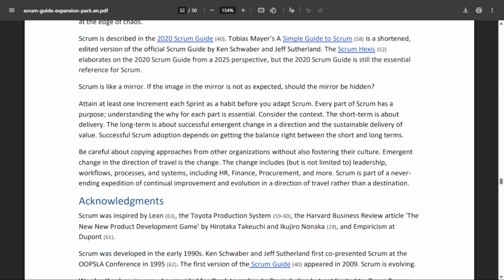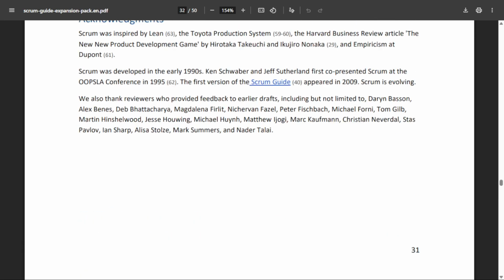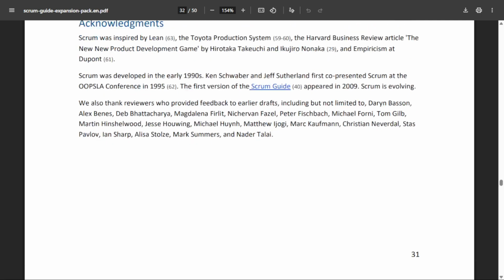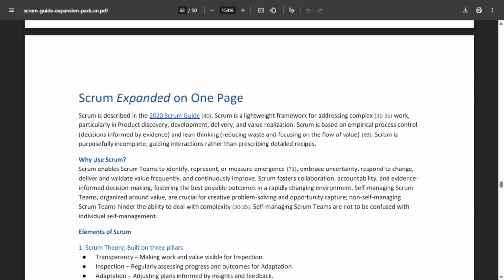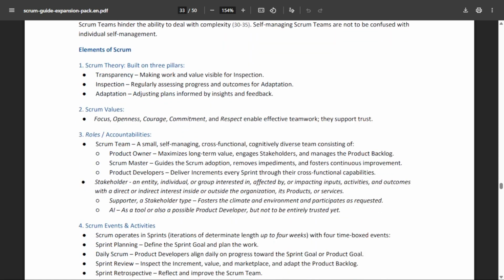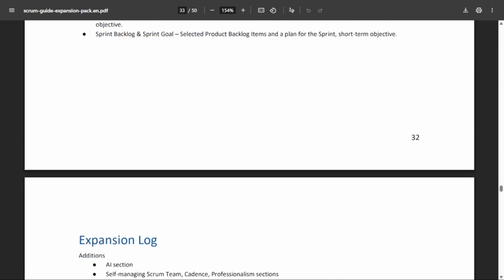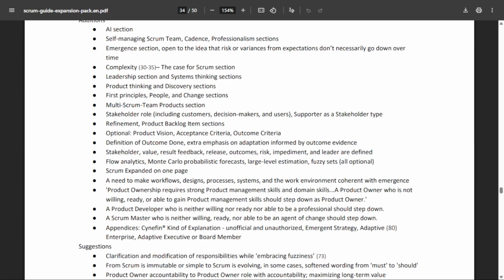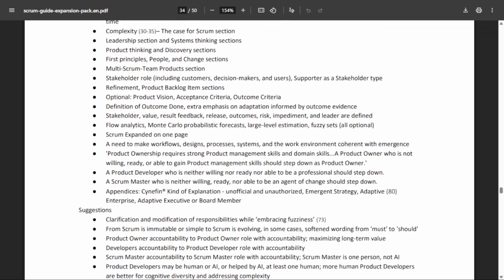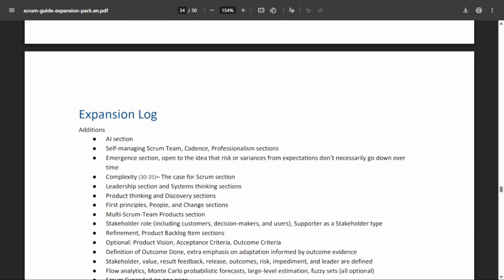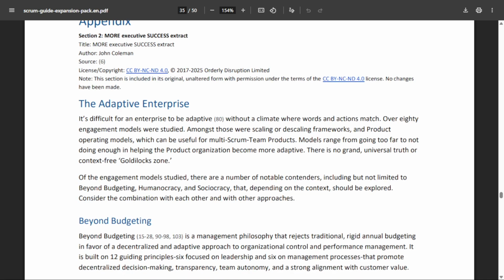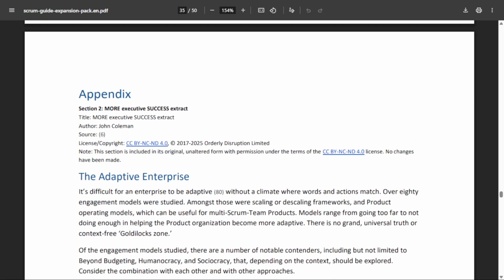And then we get towards the end, and we get into these endnotes, acknowledgements. We have Scrum expanded on one page, and all of these little pieces over here, they give you an idea of what exactly has been done and what has been massaged in this document. So over here in this section, we have an expansion log. We go into the appendices, and I'll just give you a high-level overview of those appendices.